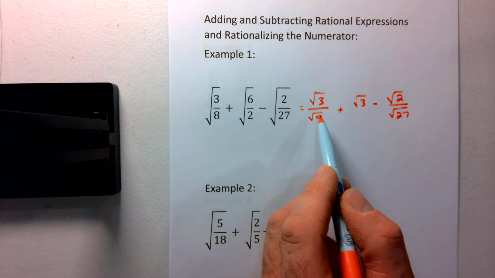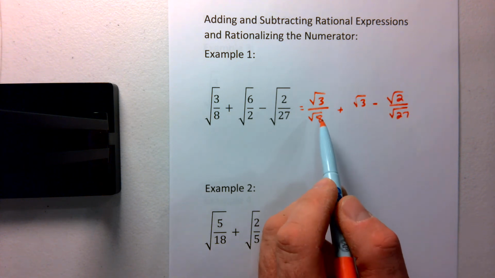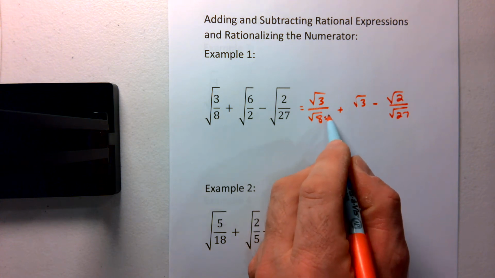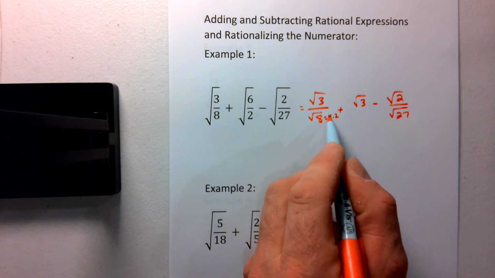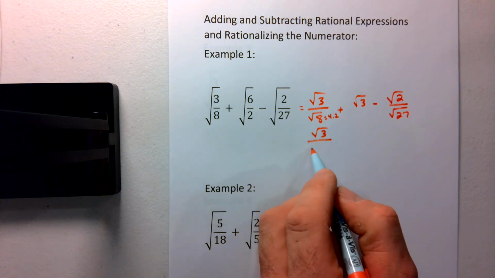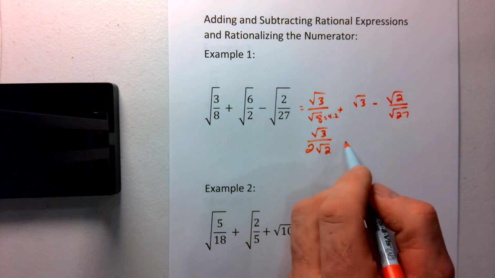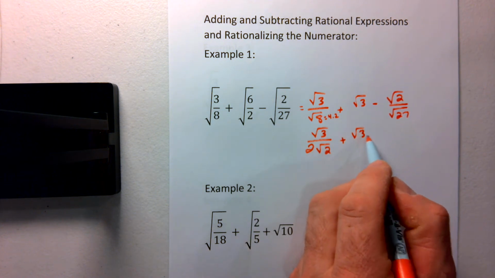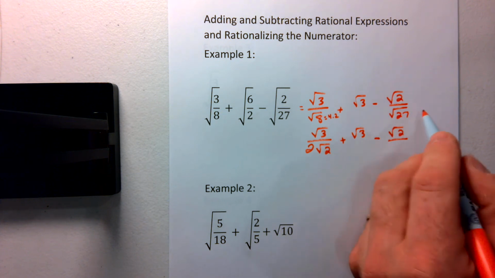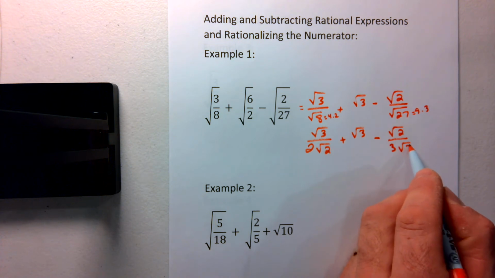Now I can go ahead and simplify any of my radicals that I know something about. So here I have the square root of 8. I know that 8 is 4 times 2, so 4 is my perfect square. So I have the square root of 3 divided by 2 radical 2. To that we're going to add radical 3, and from that we're going to subtract radical 2, and then 27 is 9 times 3, so we get 3 radical 3.